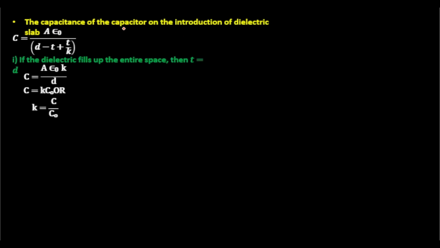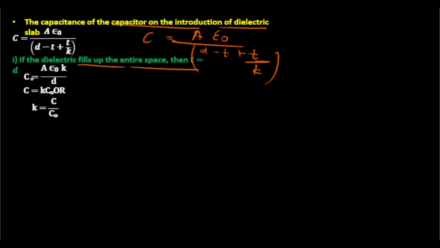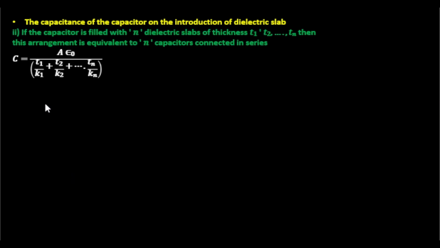Capacitance of a capacitor on introduction of a dielectric slab. So C is equal to A epsilon naught divided by (d minus t plus t by K). If the dielectric fills up the entire space, then t is equal to d over here. So we get K is equal to C upon C naught. By solving this, we get the capacitance of the capacitor on introduction of a dielectric slab.